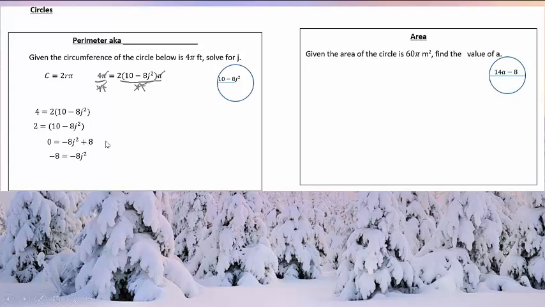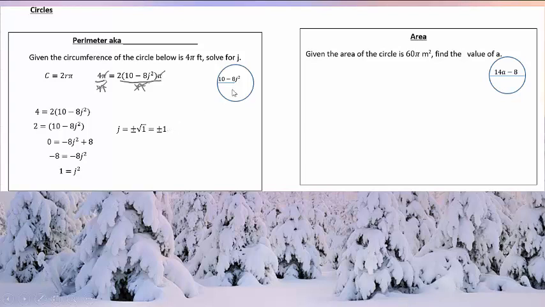Lots of ways to go about this. I chose to use the square root approach, so I'm going to isolate my j squared term. We're going to subtract 8 over to this side. We're going to divide both sides by negative 8. And so we get 1 equals j squared, and then we're going to square root both sides. And of course, the square root of 1 is just 1. So my answer for j is positive or negative 1.